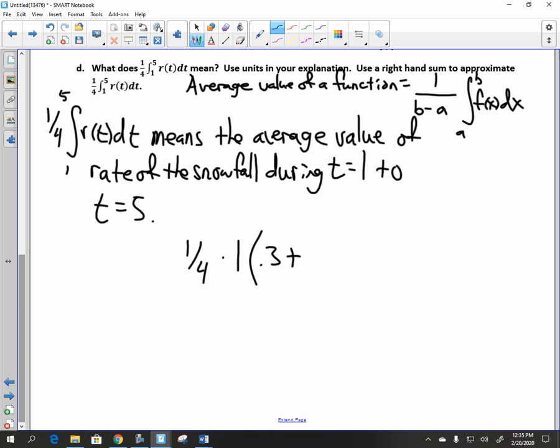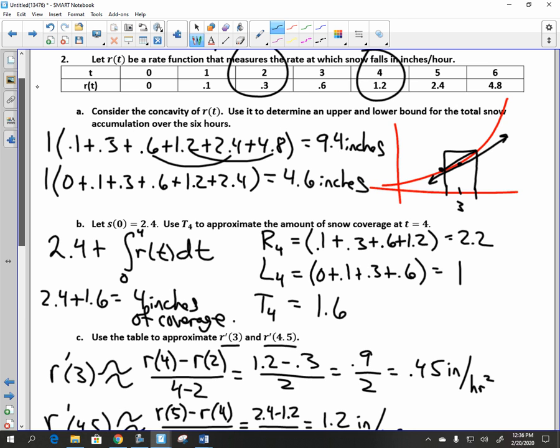0.3 plus 0.6 plus what? 1.2 plus. Okay, pause. Don't add it up. Watch, watch, watch. This is really cool. This is where it should make sense.